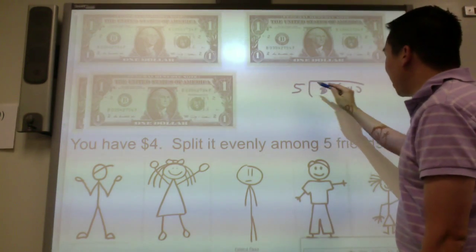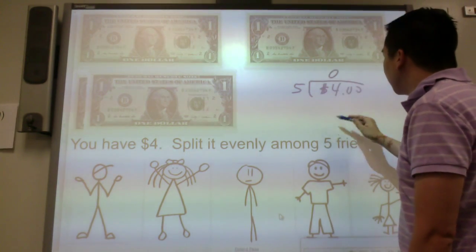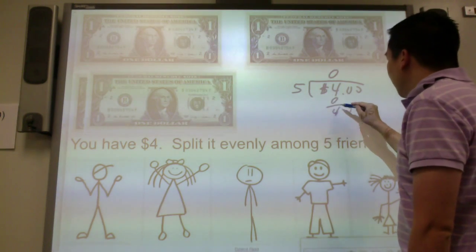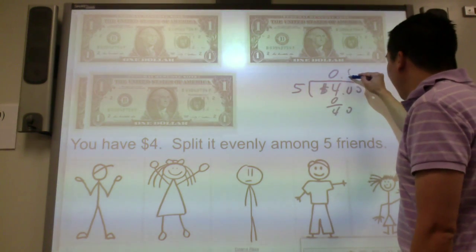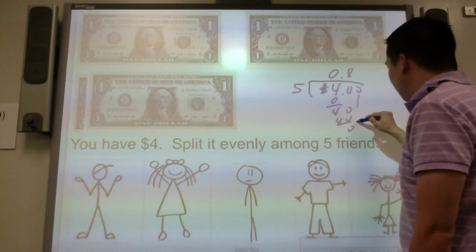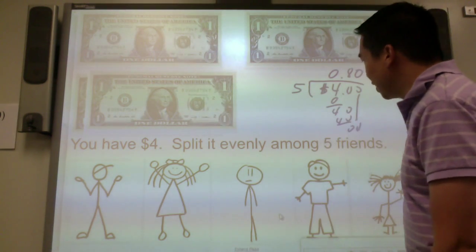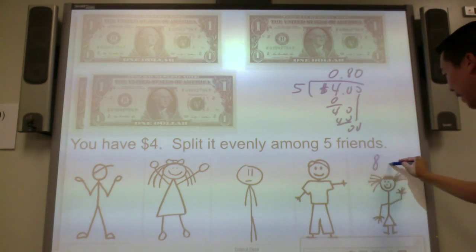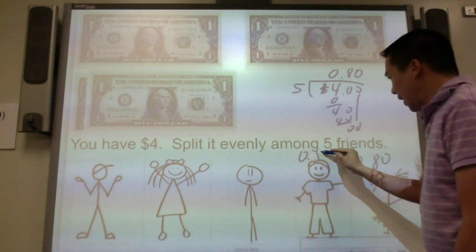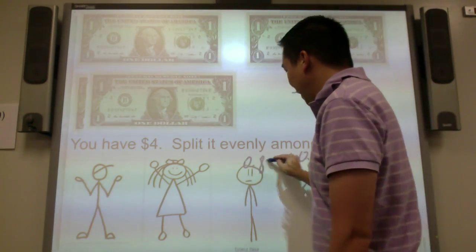Let's see. Can 5 go in 4? 0. Can 5 go in 40? 8 times. Bring that to 0. And 0 times. So each person gets 80 cents, 80 cents, 80 cents.